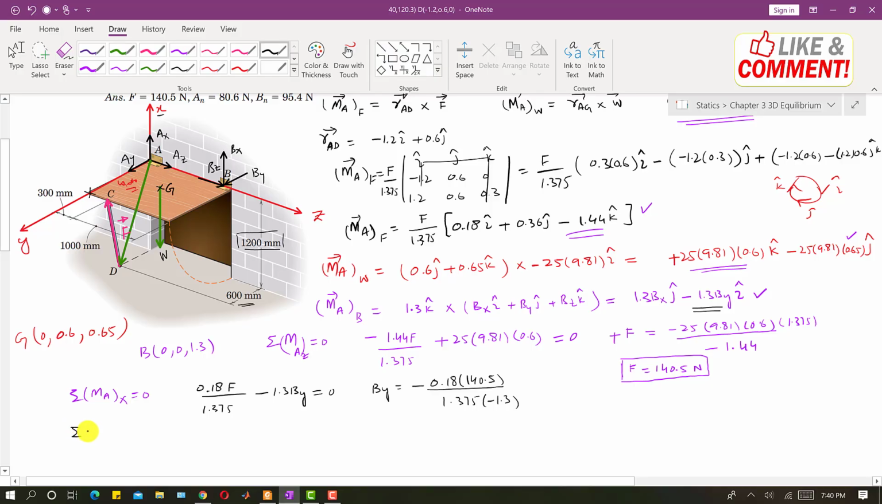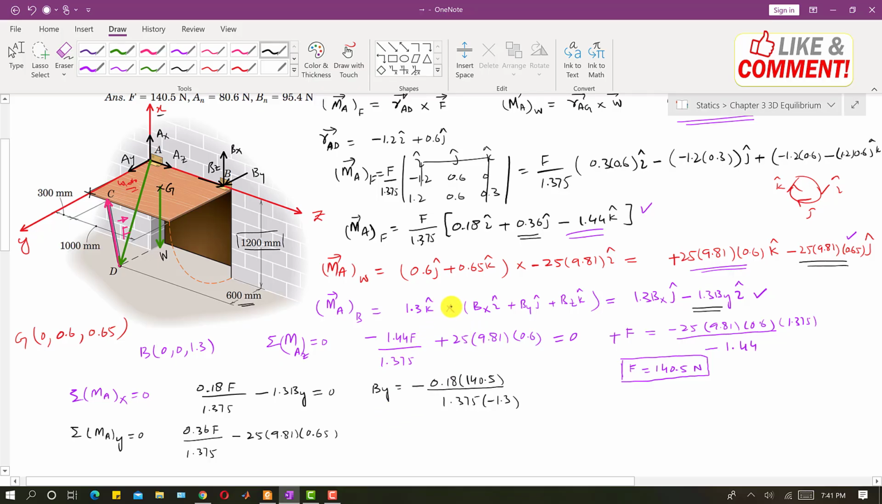Similarly, if we apply the summation of moment at point A along Y equals 0, again this force is producing the moment at A along the Y axis. So I will write 0.36 into F divided by 1.375, and this weight is producing the moment about Y as well. This is the magnitude of that moment, so I will write minus 25 into 9.81 into 0.65.